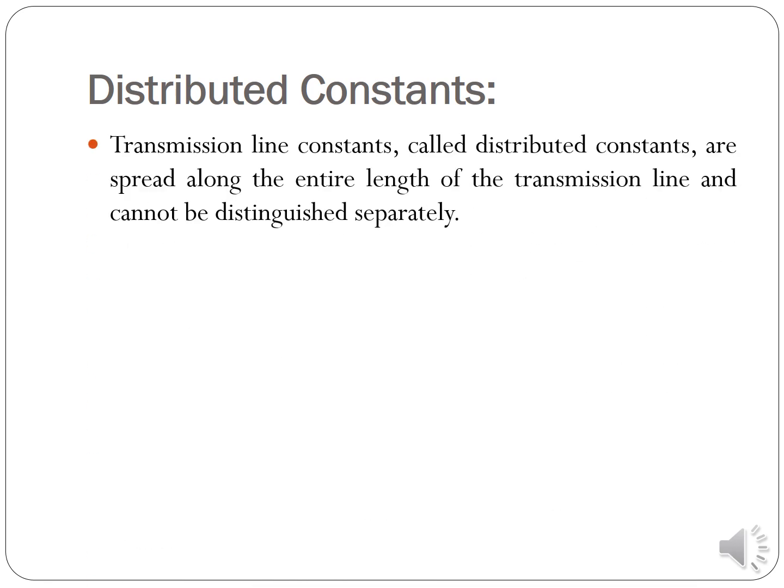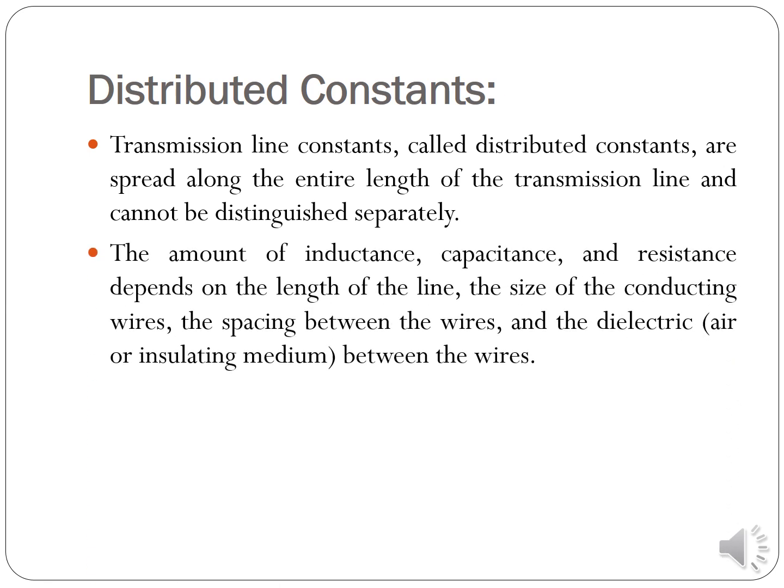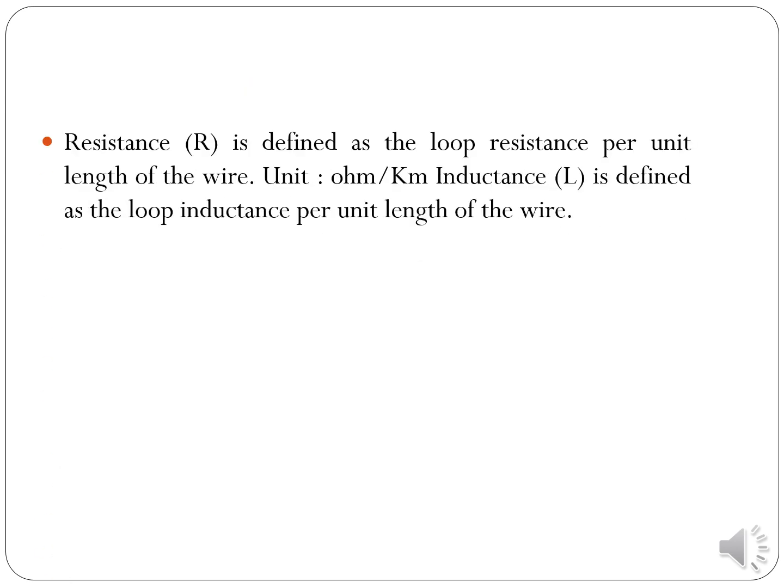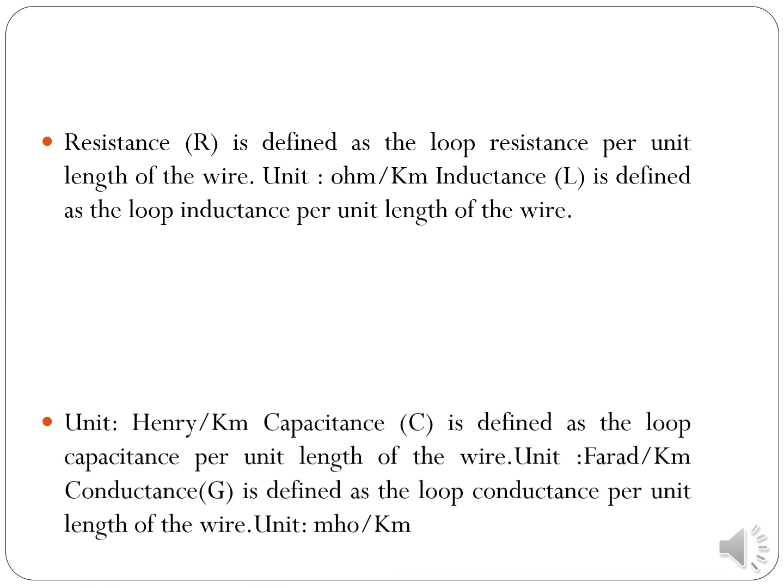Distributed constants are spread through the entire length of the transmission line. The amount of inductance, capacitance and resistance depends upon the length of the wire, the size of the conducting wire, the space between the wires, and the medium between the wires. Resistance is defined as loop resistance per unit length of the wire. Its unit is ohm per kilometer.